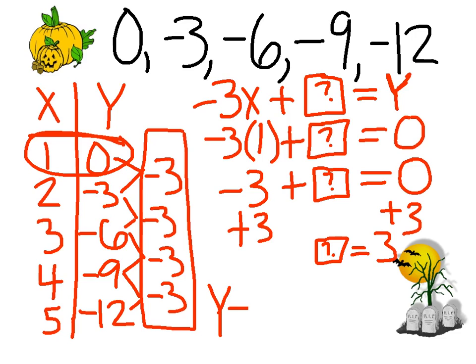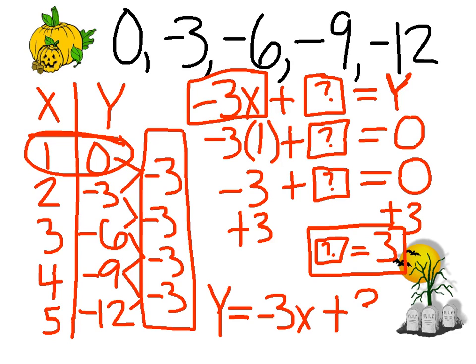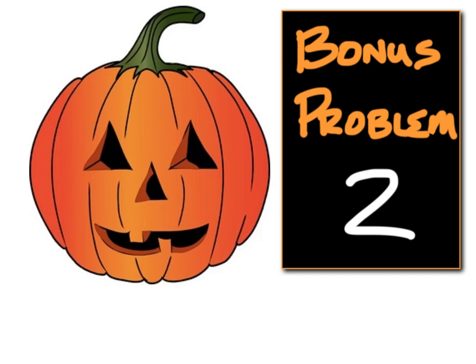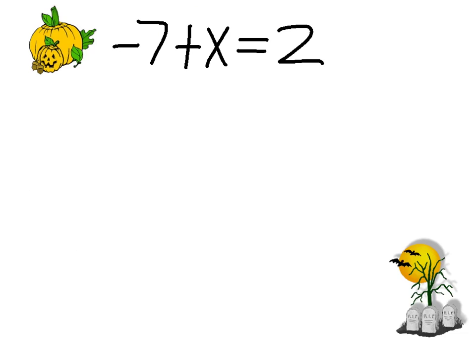We put our function back together. We have negative 3x. And we add our number, which was 3. Okay, answer for the bonus is 9.